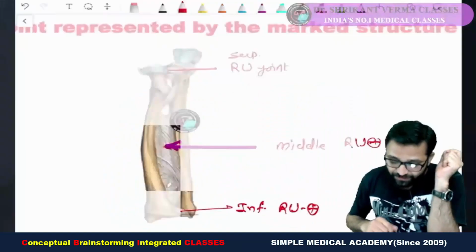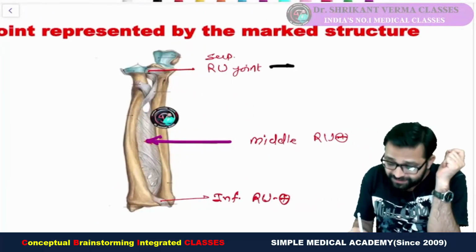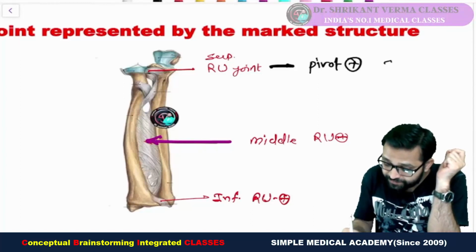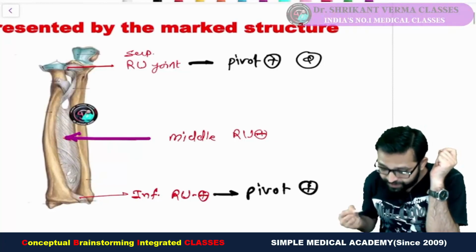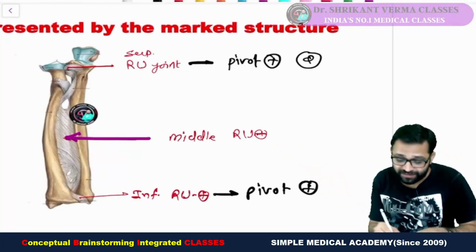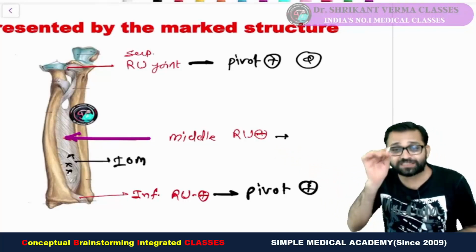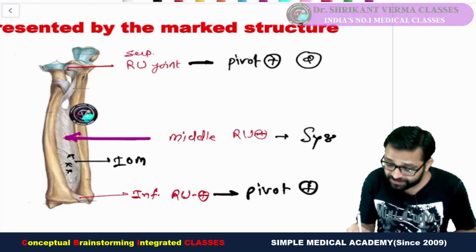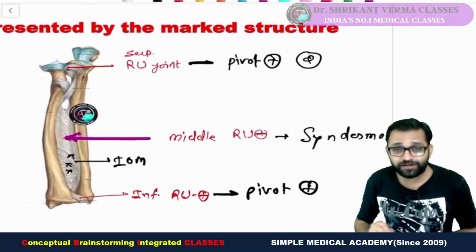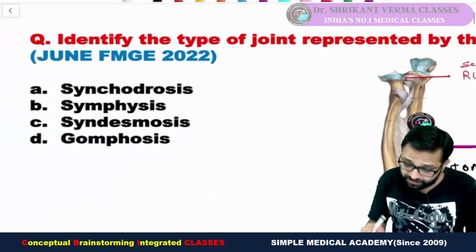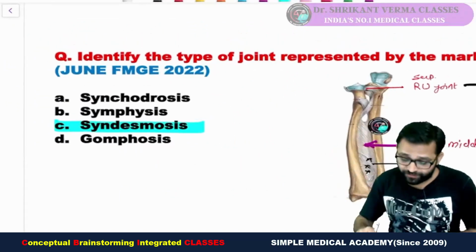Just like C1, C2. So remember, this superior radio-ulnar joint is a pivot joint, MCQ, and the inferior radio-ulnar joint is also a pivot joint. But you can see the middle radio-ulnar joint. These are attached with one ligament. This is our interosseous membrane. Such kind of joint is known as syndesmosis. Getting the point? So this was the recent question. The correct answer is syndesmosis. Fine. Yes, we are looking for our other options.